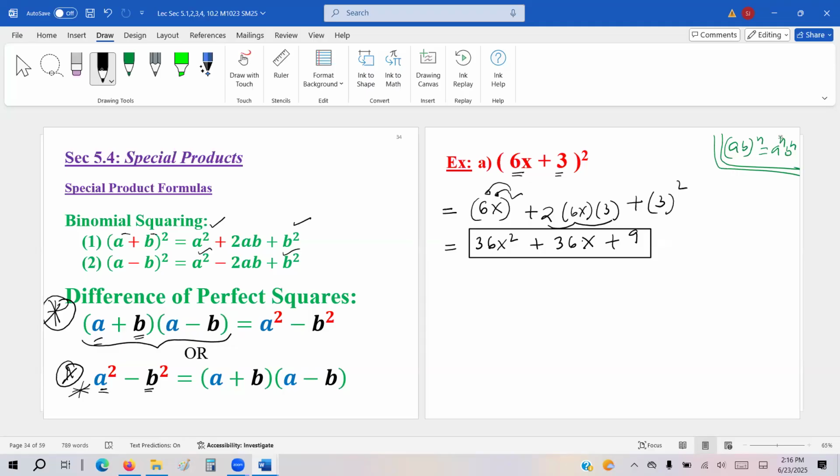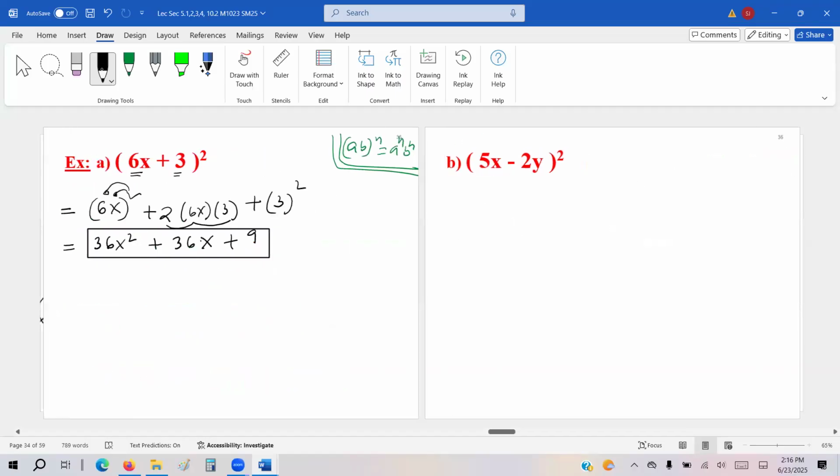If we use the other method, you get the same result. Okay, try the next one by yourself. Try using this method. If you get stuck, then use the FOIL method. It's the same formula, the only difference is you're subtracting twice their product.